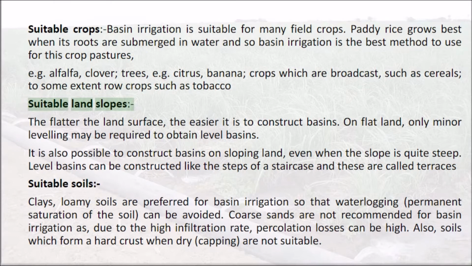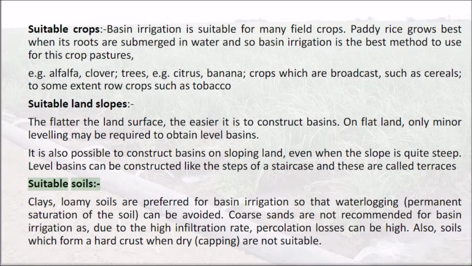Suitable land slopes. The flatter the land surface, the easier it is to construct basins. On flat land, only minor leveling may be required to obtain level basins. It is also possible to construct basins on sloping land, even when the slope is quite steep. Level basins can be constructed like the steps of a staircase, and these are called terraces.